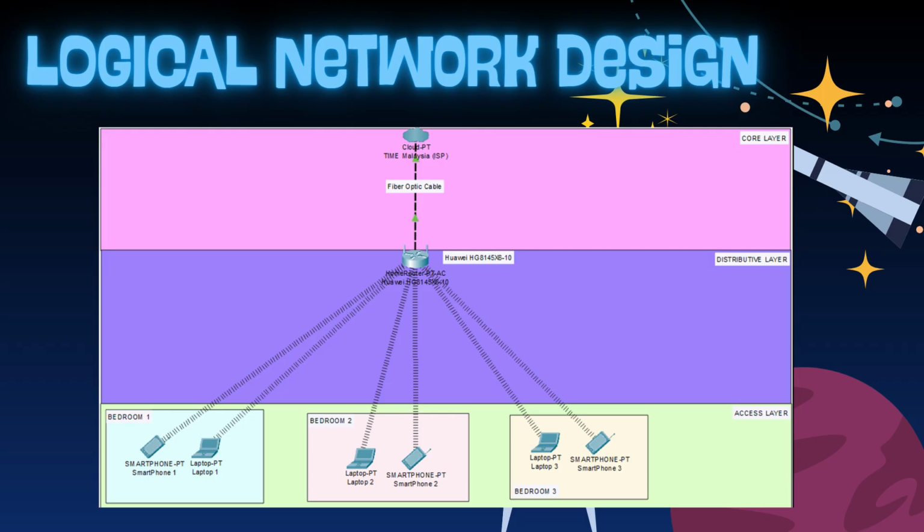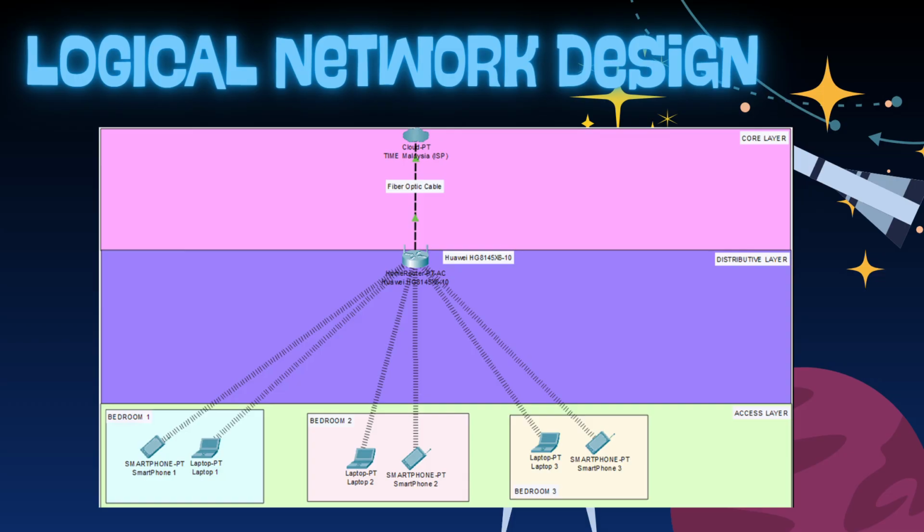Okay, so this is my logical network design. It contains the core layer, distribution layer, and access layer. So the core layer is the backbone. In this case, it's represented by the fiber optic connection from Time Malaysia terminating at the ONT's 1 port. This layer handles all traffic between the home and the internet.